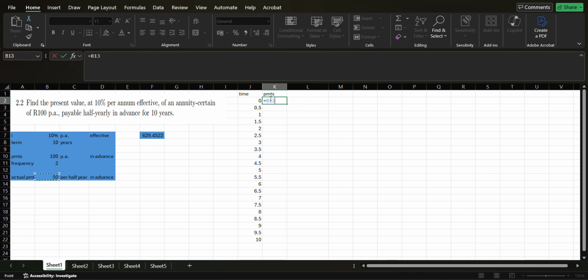So is equal to this cell B13, and I'm going to fix this cell because I want it to stay constant when I drag the formula down, and I'm going to show you what that means. To fix a cell, I'm going to press FN and then F4 on my laptop. Alternatively, you can just put in these dollar signs manually behind the column reference and the cell reference. So that's our 50 right there.